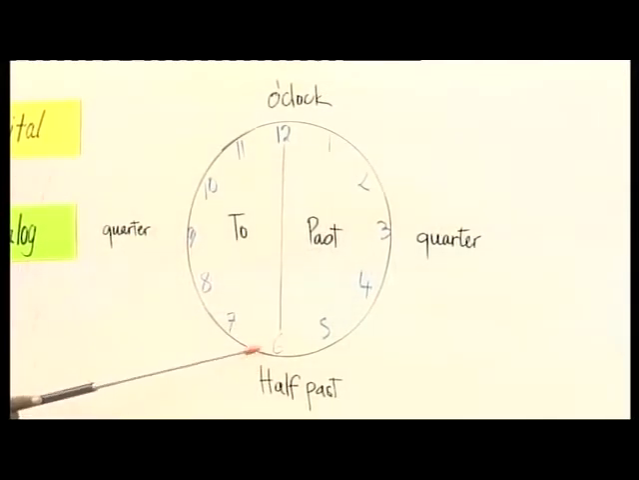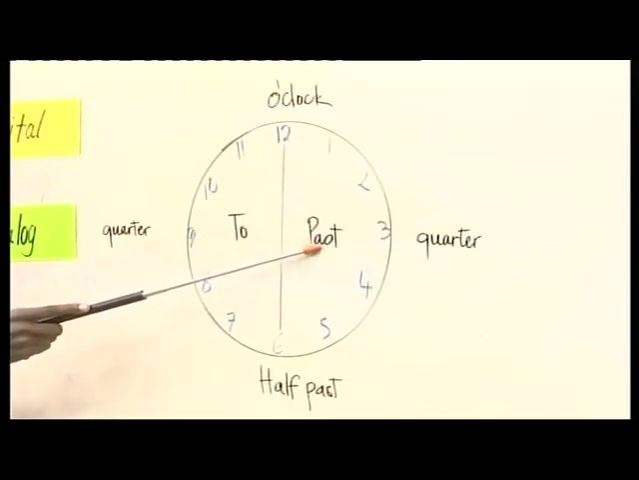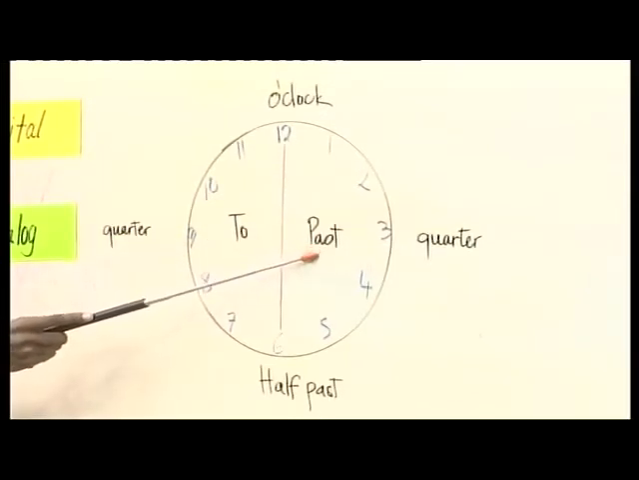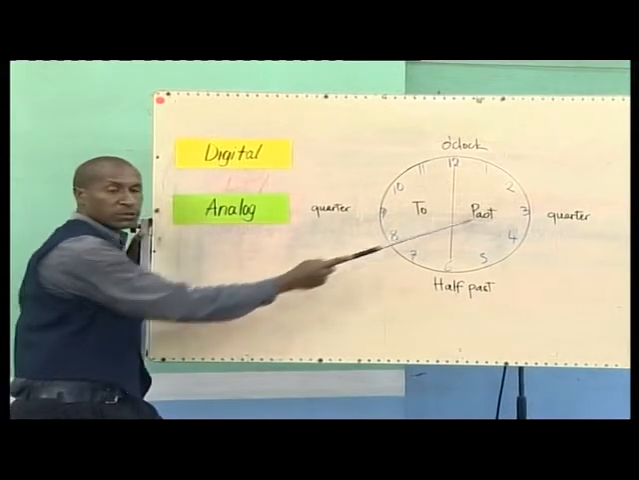When the time goes past half past, when it passes 6 or half past, we use the word to to express the time. So which means that when the long hand is on this side, we use the word to. When the long hand is on the past side, we use the word past to express time. Now, 3 can also be known as what?